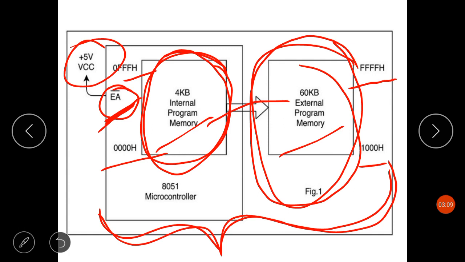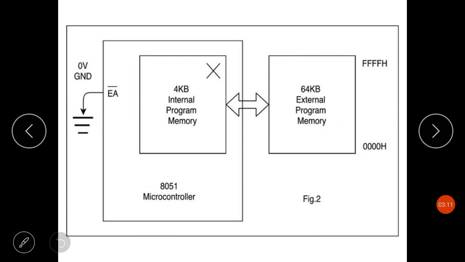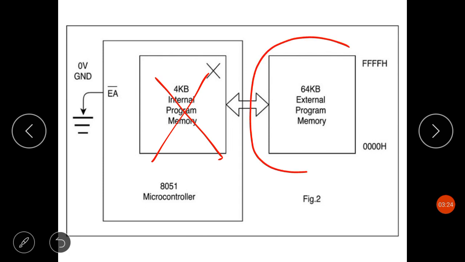Now there is another way to fetch the instructions, that is, ignore the internal ROM and fetch all the instructions only from the external program memory. For this scenario, the EA pin, that is the external access pin, must be connected to ground. When it is connected to ground, it is activated, which means the external program memory will be accessed now.